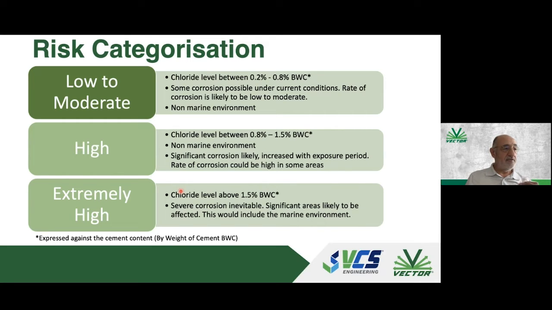Now, what we've done that's also very, very important is looked at our past performance, looked at what's available in the literature, and came up with categorizations. So based on some work I did at the Building Research Establishment, for example, the chloride level up to about 0.8 is classified as a low to moderate risk of corrosion. Even if you don't have sufficient chloride concentration data, you can have a reasonable estimate of what your corrosion rate is, depending on the exposure conditions. Obviously, no marine environment in this case.